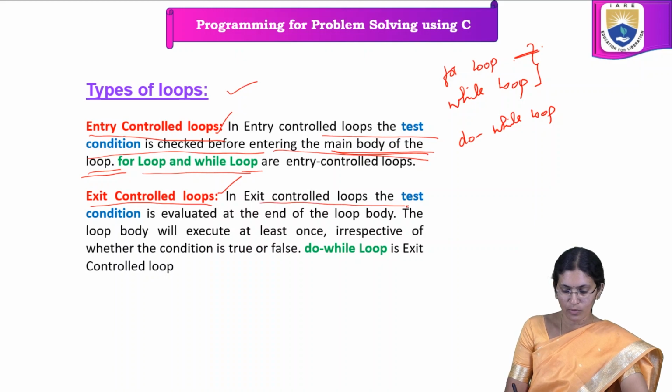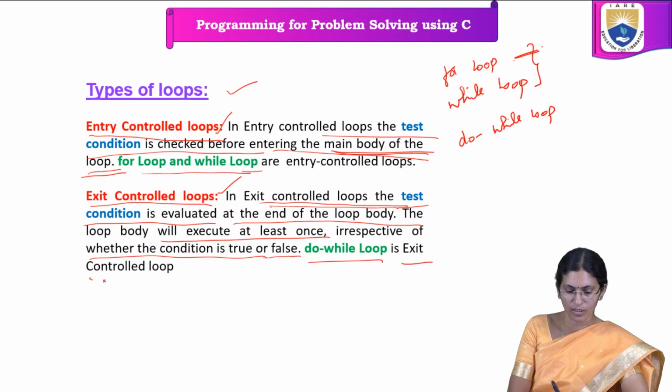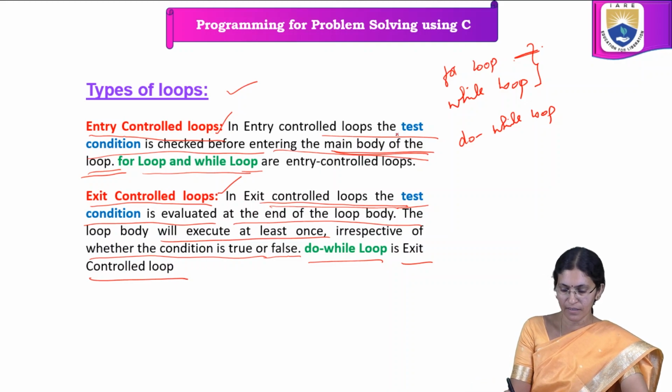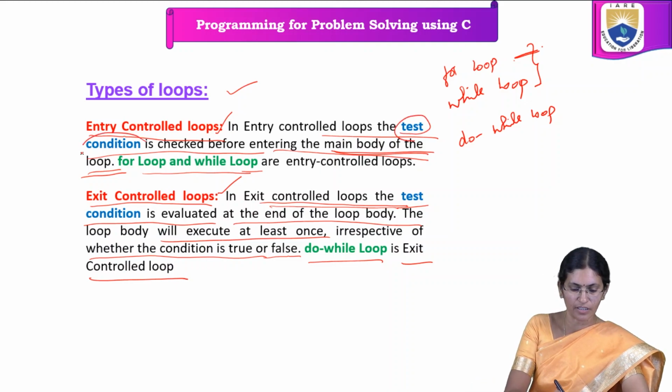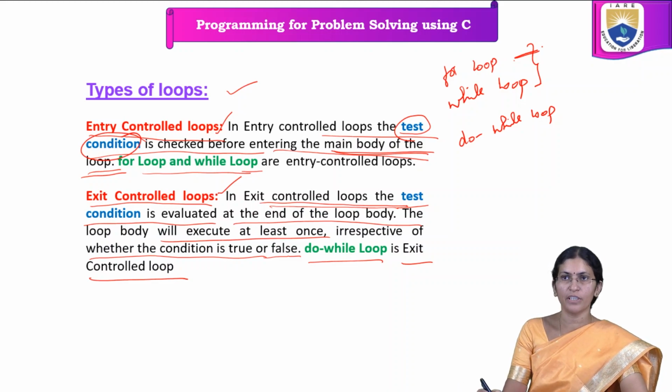Next, the exit control loop. From the name itself, we can say that the test condition is evaluated at the end of the loop body. So the loop body will execute at least once, irrespective of whether the condition is true or false. An example for this is the do while loop, which is an exit control loop. First, let us see the syntax and then see what the test condition is, and what the different features incorporated into the different loops are.